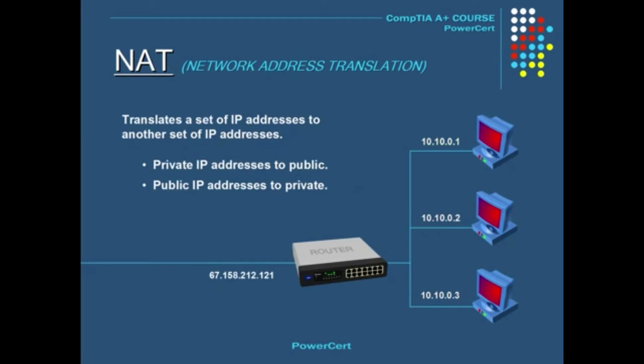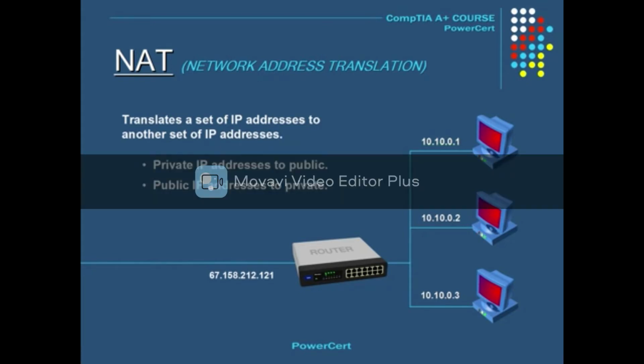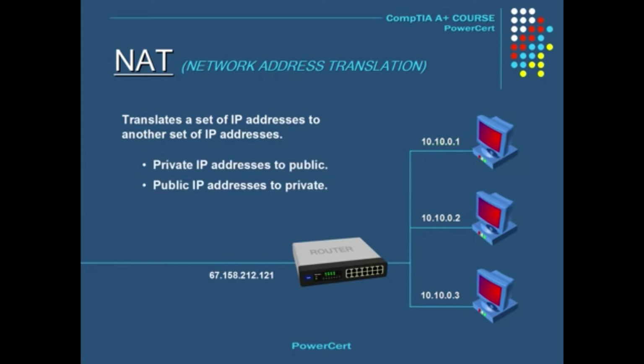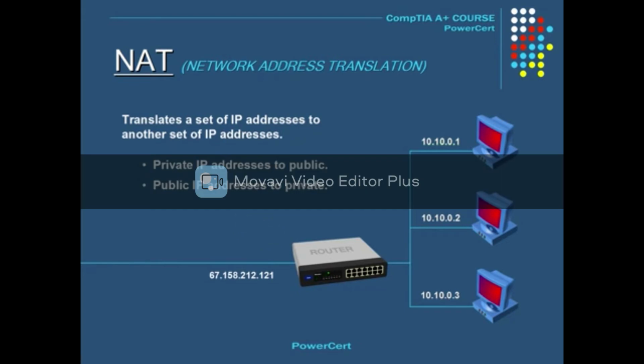This is called Network Address Translation, or NAT. This is a service that is typically used in routers, and this is used to translate a set of IP addresses to another set of IP addresses. So for example, here we have a private network, and it's using a set of private IP addresses internally. Over here we have the router with its public IP address, and this router is running the NAT service.